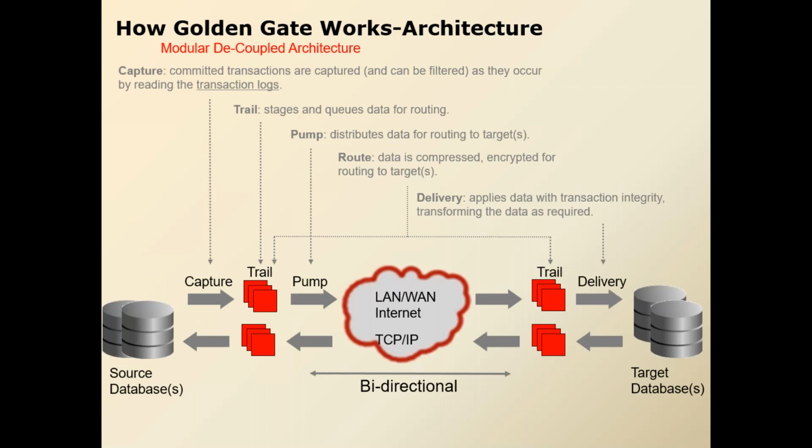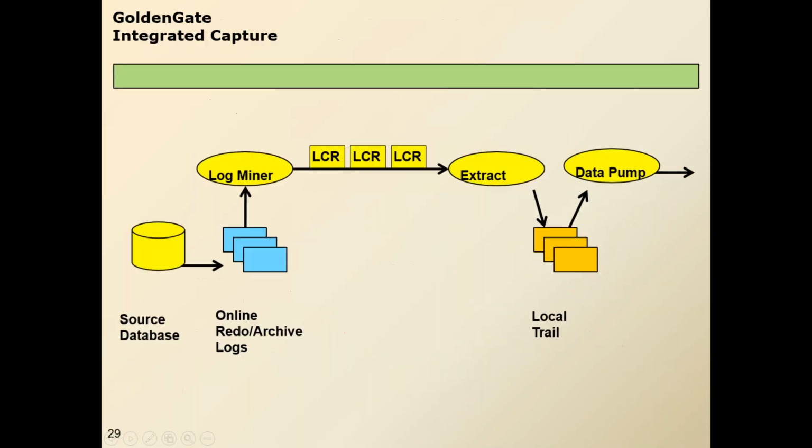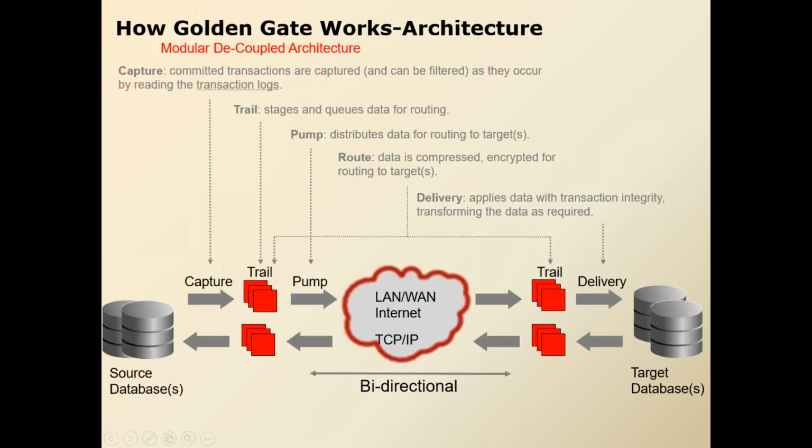How can it be? If you look at this architecture, the capture process connects to the source database directly and reads the data. However, in integrated capture, there is one more layer in between the extract and the online redo logs, which is LogMiner. So how come integrated capture can be faster than classic extract? Does anyone have any idea? First of all, did you get my question?